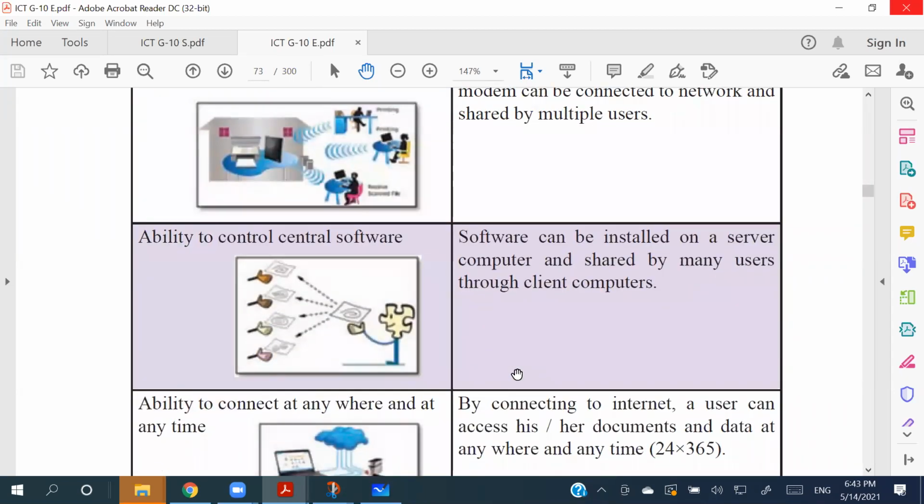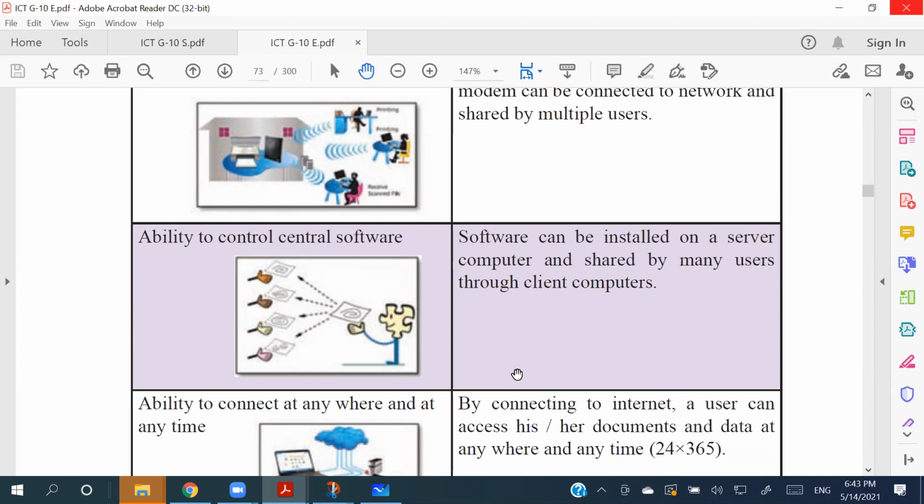And the other one is the ability to control central software. As I said, when we are interacting with the server, we can install the software onto the server, then ask the clients to use the software in the server, right? So the client will log into that server machine through the client machine and will use the software which is available for everyone in the network.